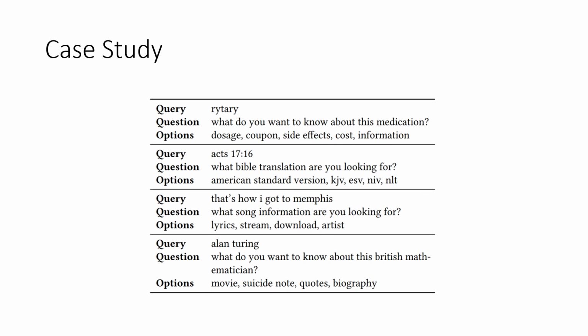Here are a few examples of the clarifying questions and the candidate answers generated by our final model. For example, for the query Retrieval, we ask, what do you want to know about this medication? And the options are dosage, coupons, side effects, cost, and information. And here are a few more examples.